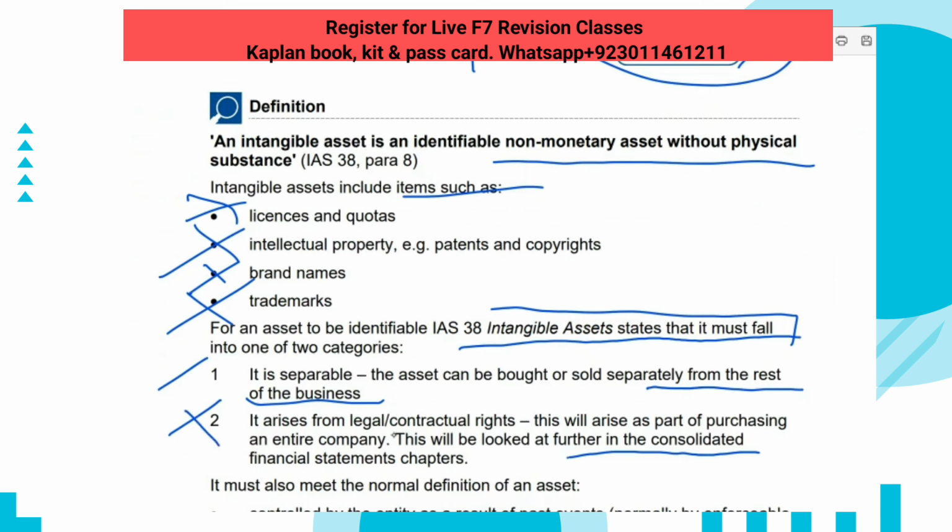Number two, it arises from legal contractual rights. This will arise as a part of purchasing an entire company. This will be looked at further in our consolidated financial statements chapter.